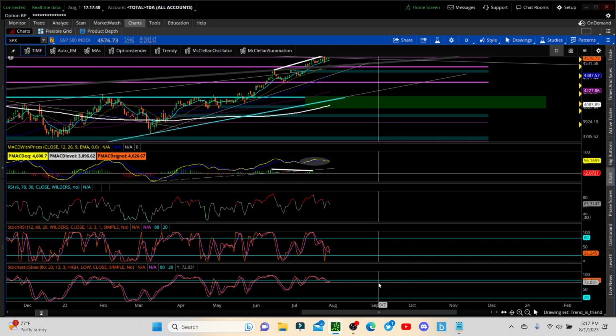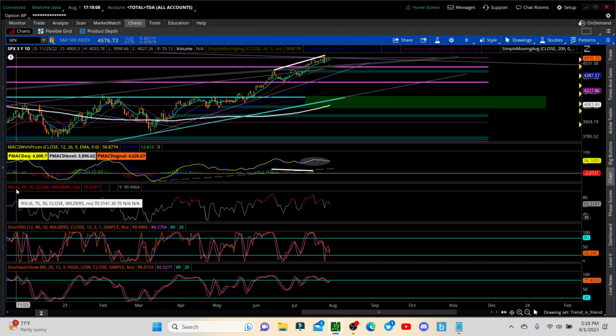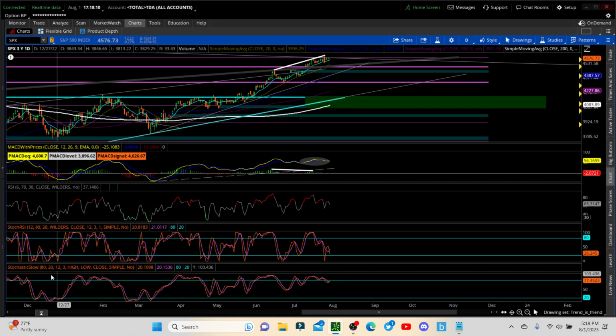I have these indicators customized to my preference, the 6 on the RSI and the 12 on the stochastic. I kept the MACD the same. So let's move to another board here. Let's go with the Elliott wave pattern on this one, and let's get rid of those indicators.